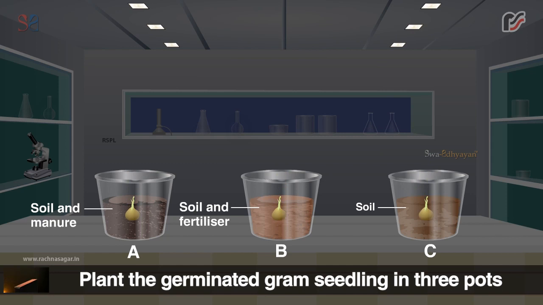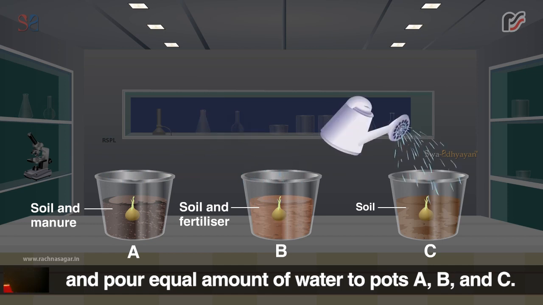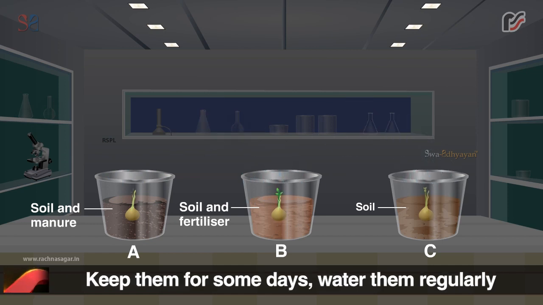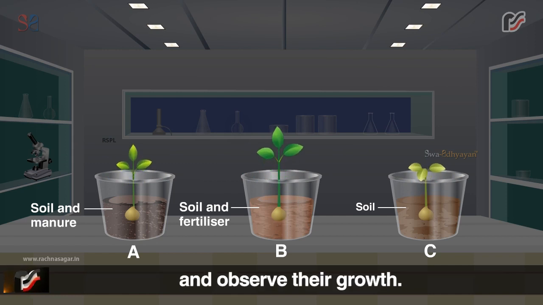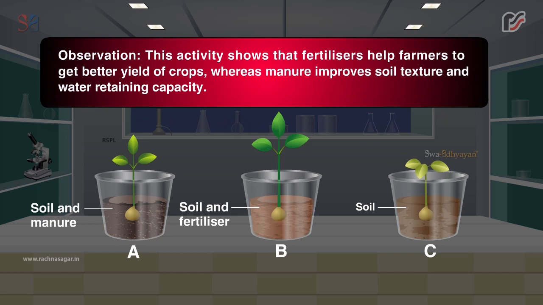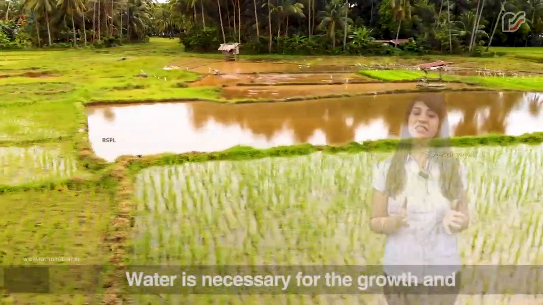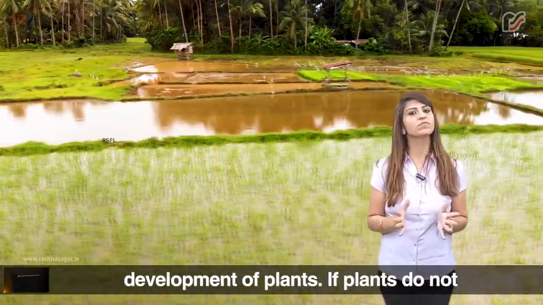Plant the germinated gram seedling in the 3 pots and pour an equal amount of water into pots A, B and C. Keep them for some days, water them regularly and observe their growth. Observation: this activity shows that fertilizers help farmers to get a better yield of crops, whereas manure improves soil texture and water retaining capacity. Irrigation. Water is necessary for the growth and development of plants.